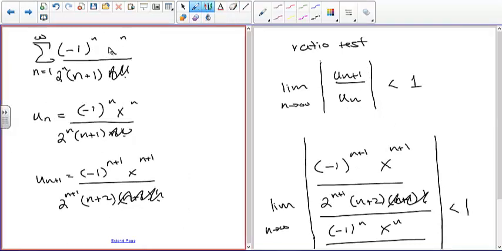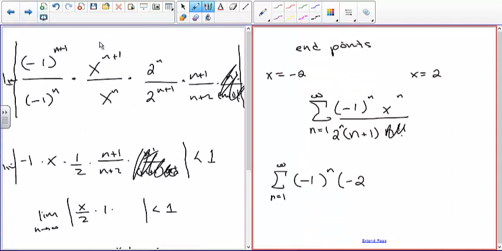Okay. (-1)^n x^n 2^n over n plus 1. Look at that, (-1)^n x^n over 2. Okay. So now you plug in x equals -2. So you'd have (-2)^n divided by 2^n times n plus 1.